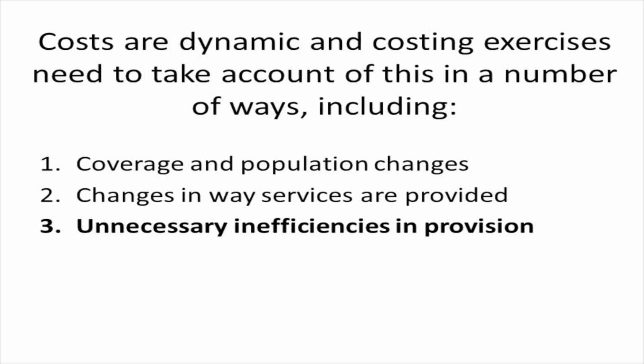The third part of the dynamic is that if we're not careful, costing studies can easily incorporate unnecessary inefficiencies in provision into the cost estimates. So the static cost estimates, the $15 or the $40, may easily incorporate a lot of inefficiency. And so the issue is, well, we know that, we can see that. What do we do about that? And I think there are a couple of approaches.